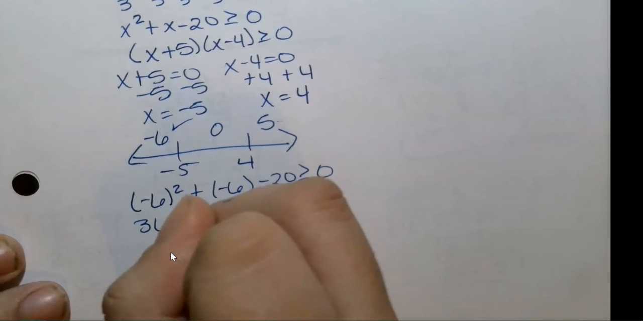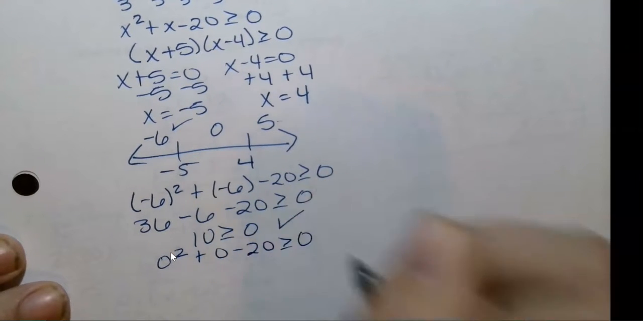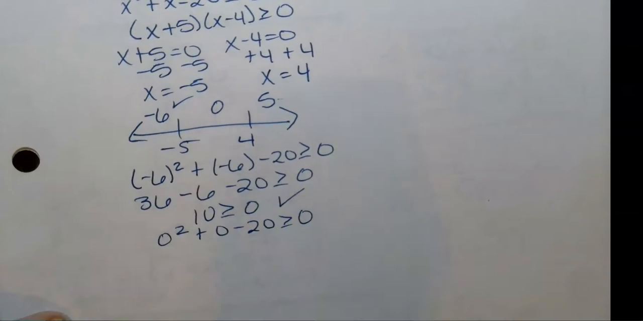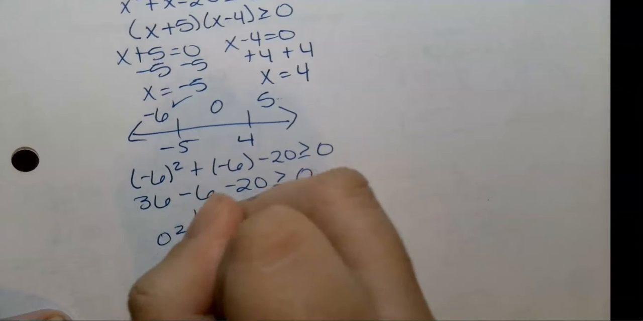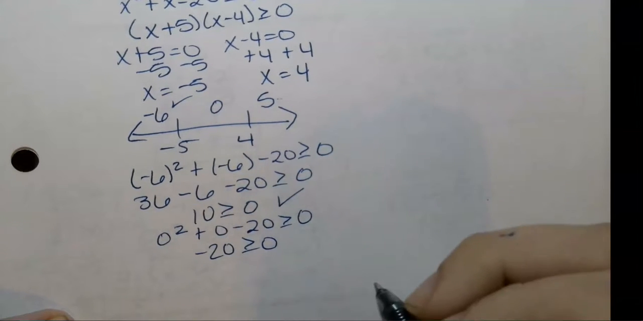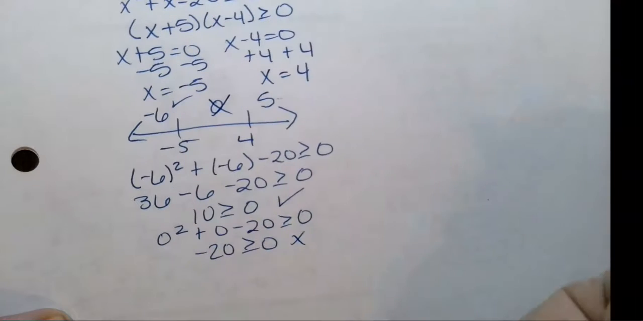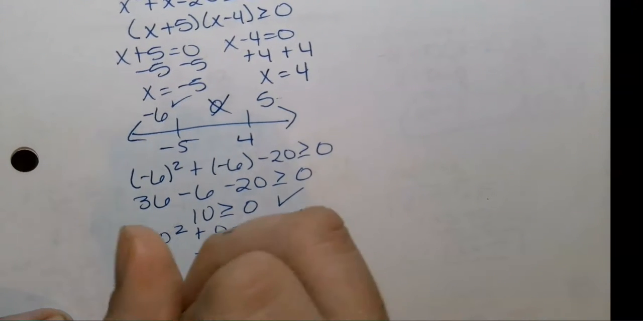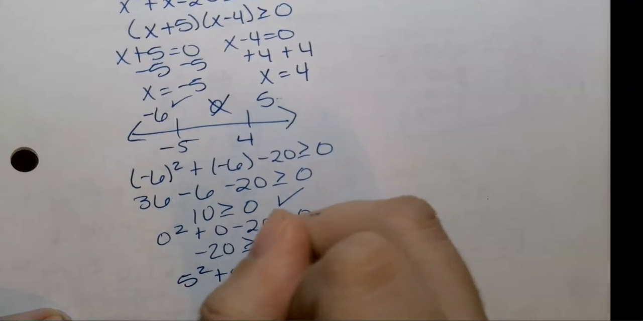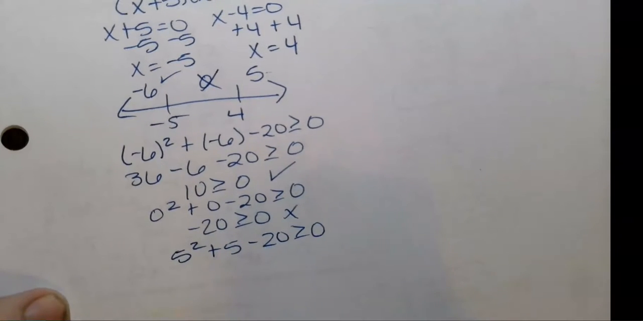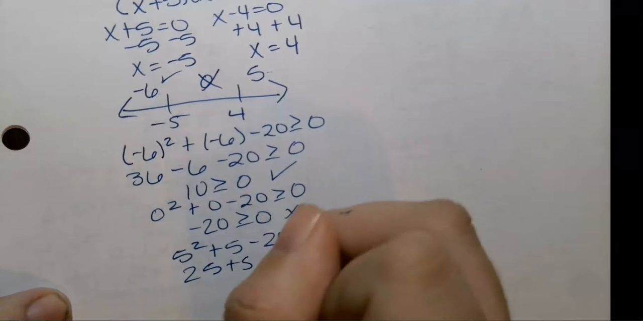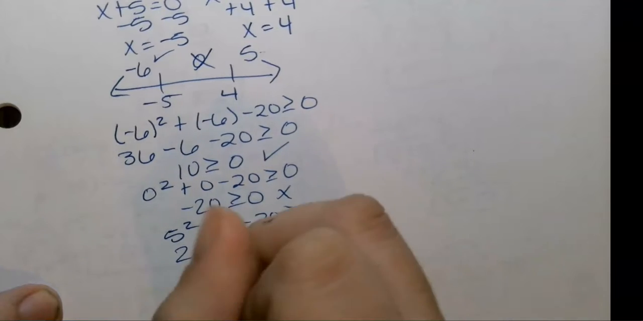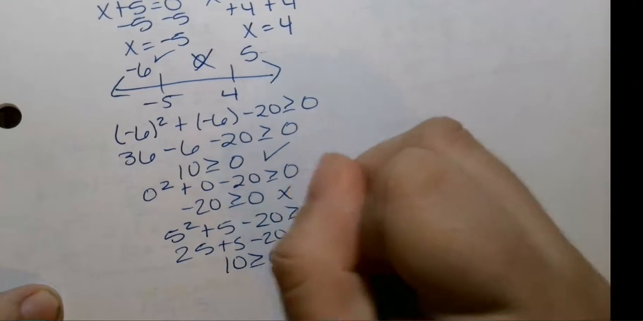I'm going to do the same thing for 0. I have 0 squared plus 0 minus 20, and I want to see if it's greater than or equal to 0. The zeros cancel out, so then I just have -20 is greater than or equal to 0. That is not true. I'm going to do the same thing for 5. So I have 5 squared plus 5 minus 20 is greater than or equal to 0. 5 squared is 25 plus 5 minus 20. 25 plus 5 is 30, minus 20 is 10, which is true.